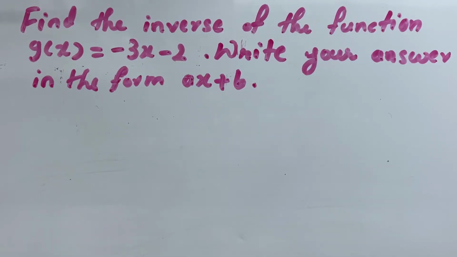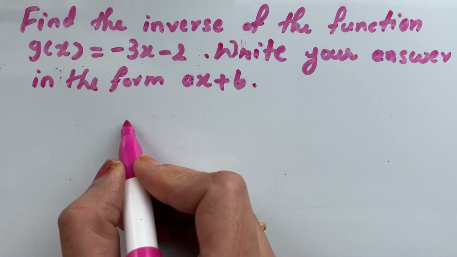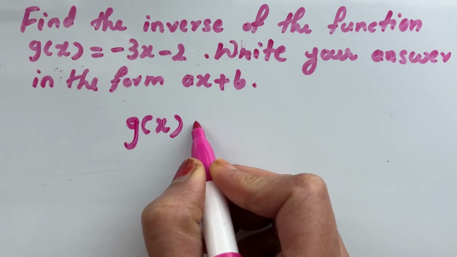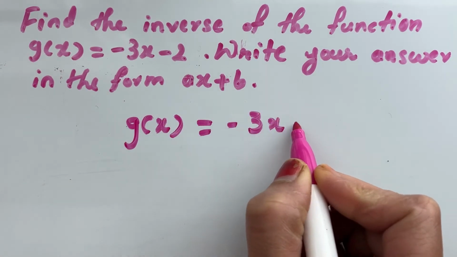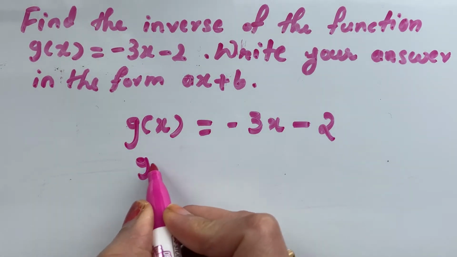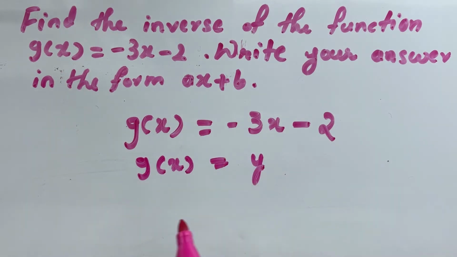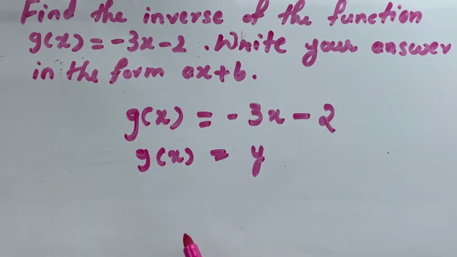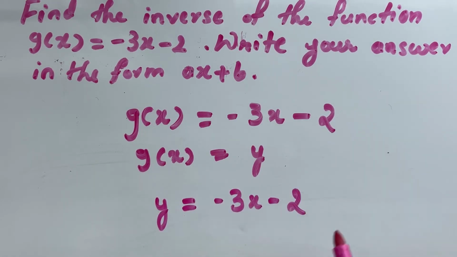So our next question is, find the inverse of the function g of x is equal to negative 3x minus 2. Write your answer in the form ax plus b. So our given function is g of x is equal to negative 3x minus 2. We know that g of x is equal to y. Function is equal to y. Next step is, we have to take y as negative 3x minus 2. Compare here, our y is negative 3x minus 2. Our output is negative 3x minus 2.